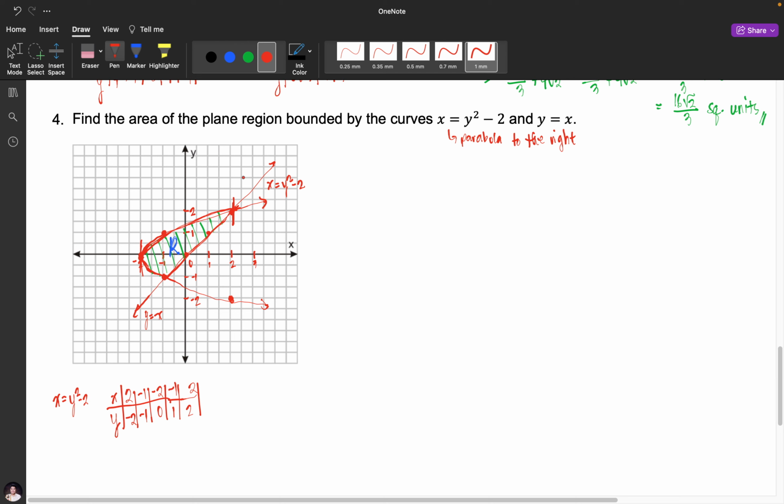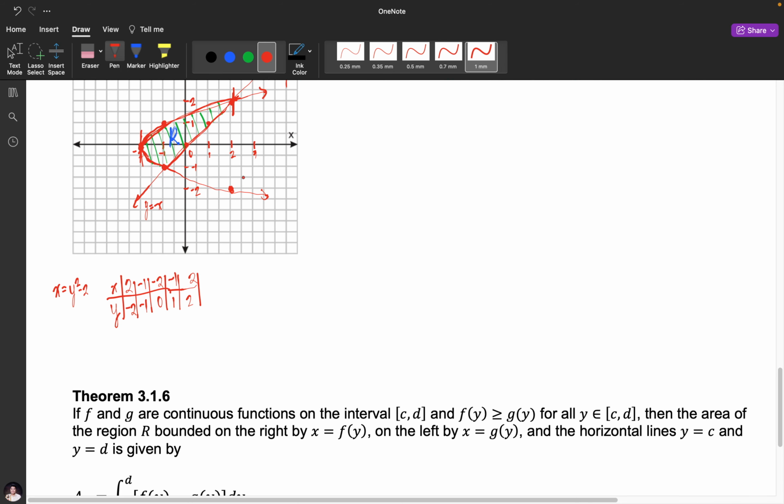Okay? So therefore, mahihirapan tayong isolve using that theorem. So we have an alternative to that. Instead of looking for the upper function and the lower function, ang gagawin natin is ibabaliktad natin siya. Instead of up and down or upper and lower, ang hanapin natin is the rightmost and the leftmost function. Okay? So in that case, we will consider this theorem.